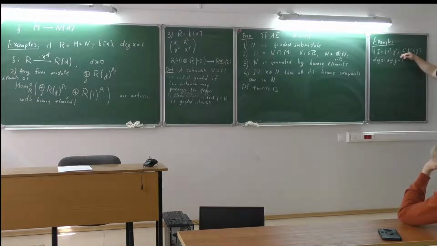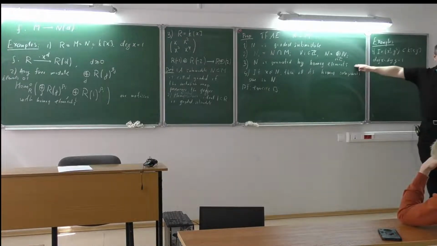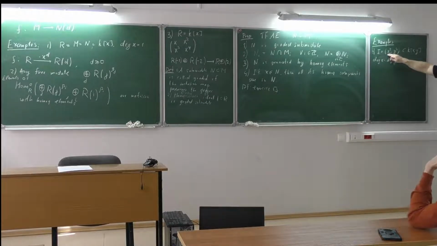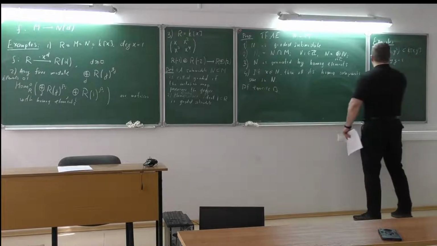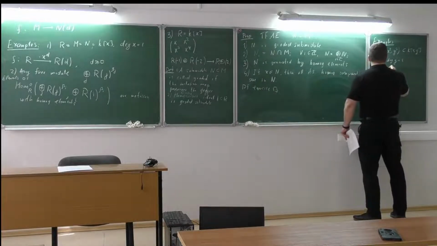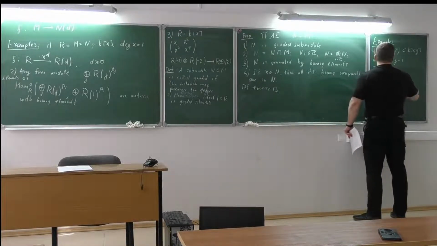Well, clearly this is homogeneous. For example, you can use property 3: it is generated by the two elements, and the two elements are homogeneous. So I is a homogeneous, or graded, ideal.